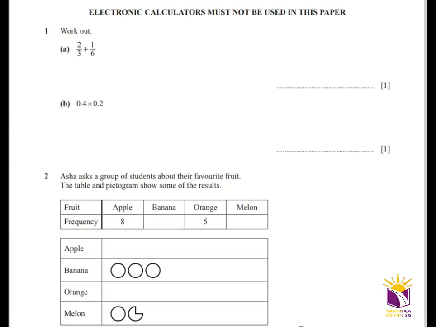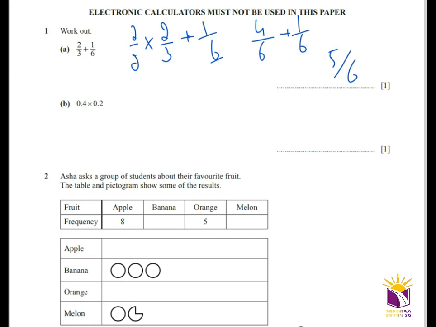Question number 1, work out 2/3 + 1/6. So we are going to multiply 2/3 by 2/2 so that the denominator will be the same, which will be equal to 6. So 2 times 2 divided by 3 times 2 is 4/6, plus 1/6, and it will be equal to 5/6. Your answer will be 5/6.